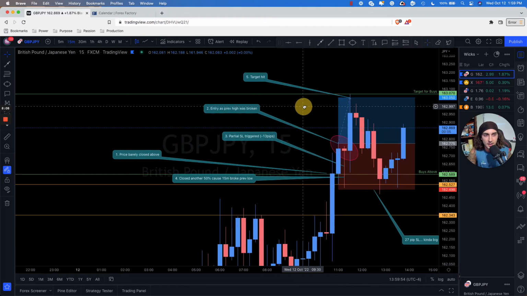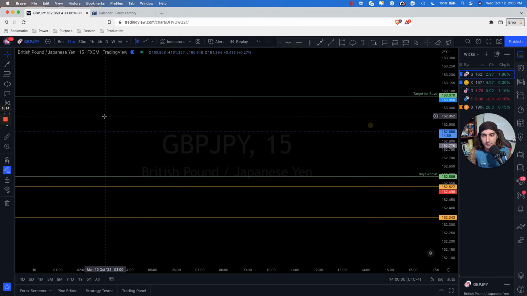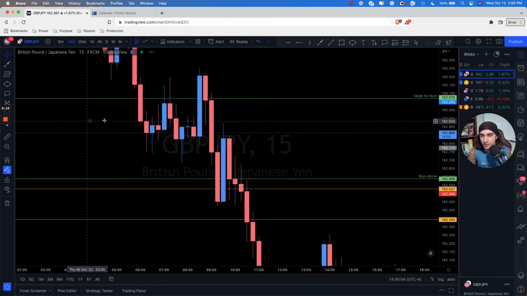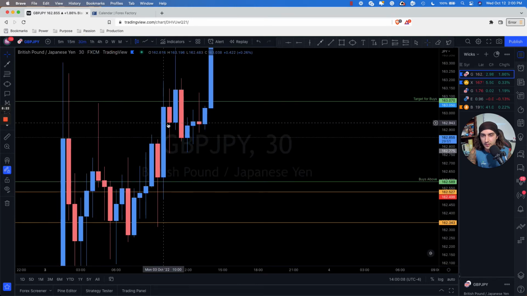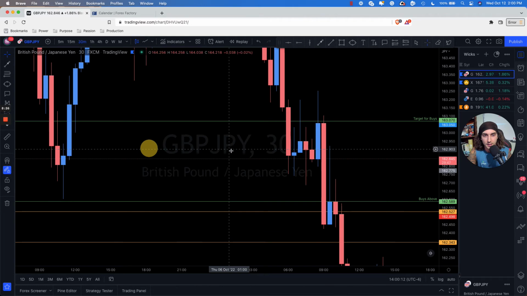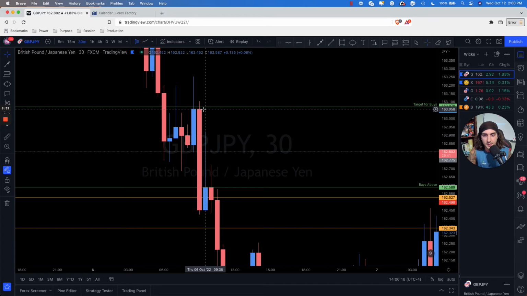So let's just talk about that for a second too. 163.070, if we go back here, I need to swap to 30 minutes. I always draw my zones based on the 30-minute, by the way. So here it is right here. If we notice, here is the resistance that we have marked up, I was targeting 163.50 flat.